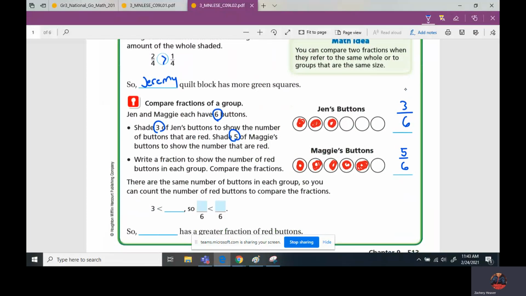So since 3 is less than 5, we know 5 is bigger than 3. 3 is less than 5. 3/6 is also going to be less than 5/6. So who has the greater number of red buttons? It's Maggie. Remember, same denominator. Basically, if these two numbers are the same, we're not even worrying about it. If they are the same, we'll just look at these two numbers. It's when these numbers are different that we got to take a better look.